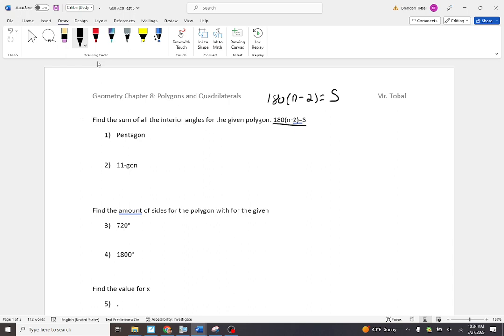So this is a pentagon. We need to know the word. Pentagon means how many sides? 5. Excellent. That's a 5-sided shape. So this is n equals 5. That means I just plug it into my equation: 180 times (5 minus 2) equals my answer. 5 minus 2 is 3. Then 3 times 180 is 540. So 540 degrees. If you forget the degree symbol, it's not the end of the world, but technically, you should put a degree symbol.